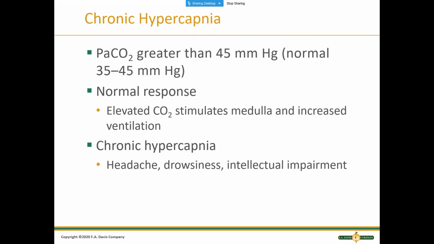Elevated CO2 stimulates part of your brain called the medulla, part of your brain stem. The elevated CO2 causes you to breathe faster, breathe deeper. That's the normal response. And that actually is what really triggers our breathing. Chronic high CO2 causes all kinds of problems: headache, drowsiness, intellectual impairment.